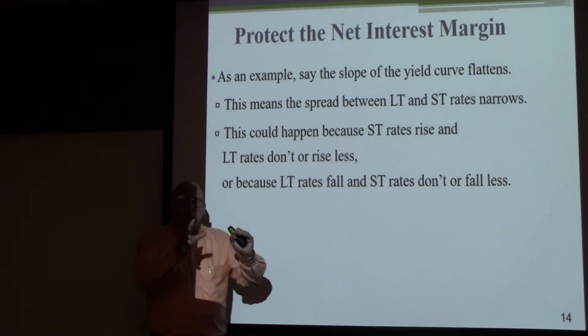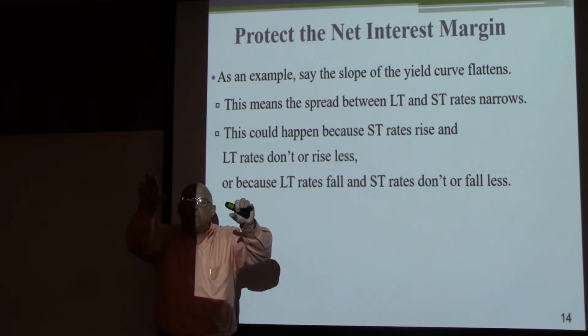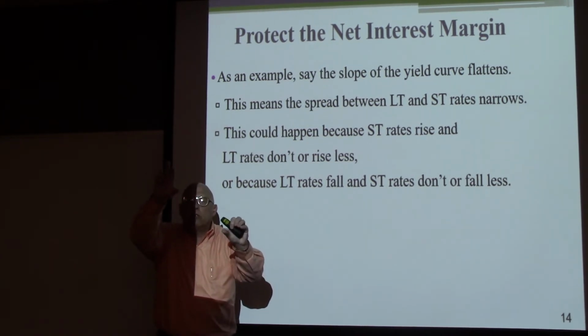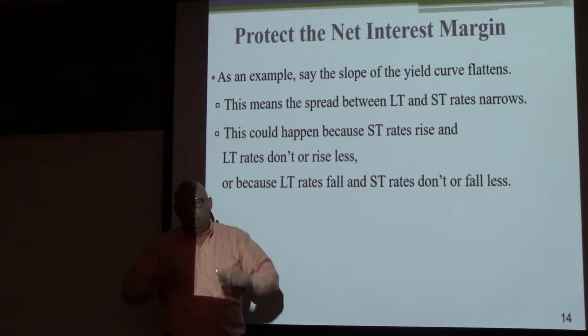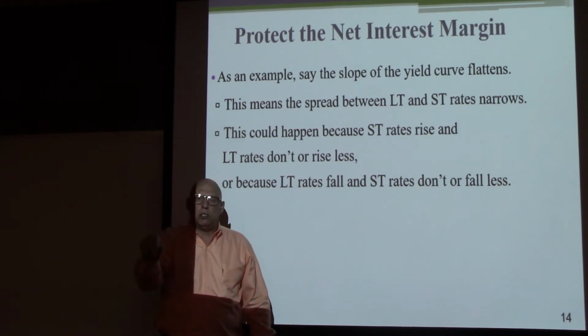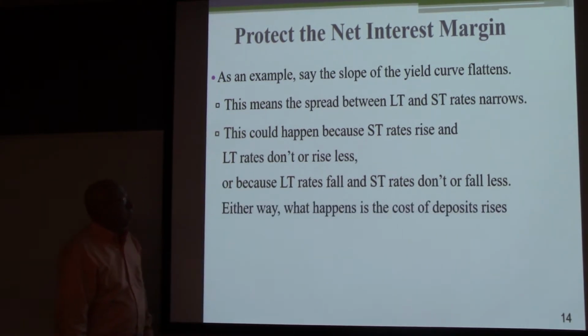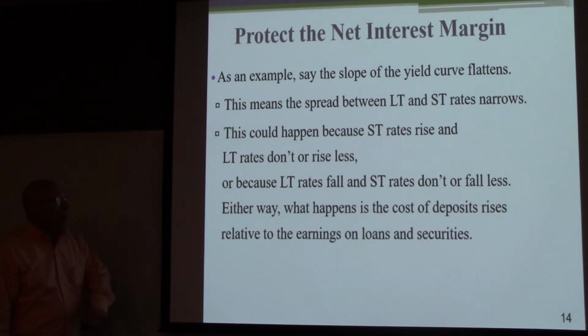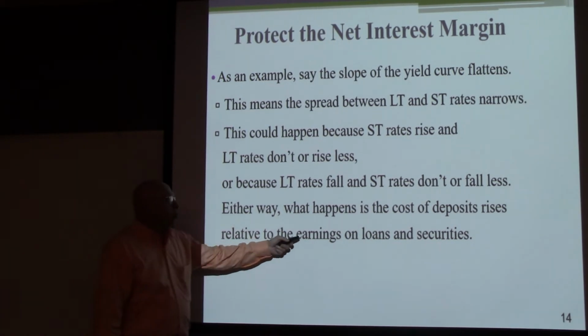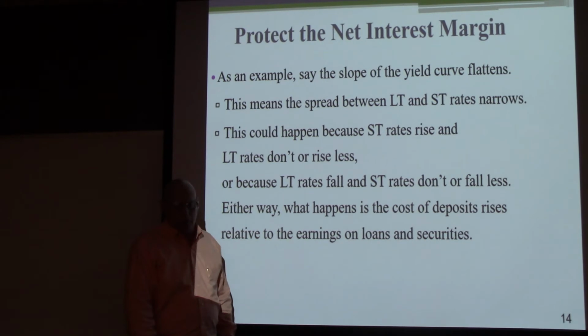Okay? So the yield curve, when it moves, it doesn't move 1% for short-term rates and 1% for long-term rates. Often, the yield curve slope will change. And when that slope changes, the spread changes. And when the spread changes, a bank's profitability either gets hurt or it improves. Either way, what happens is the cost of deposits rises here, the spread narrows, relative to the earnings on loans and securities. So what you earn on loans and securities is not as excessive over the cost of deposits.